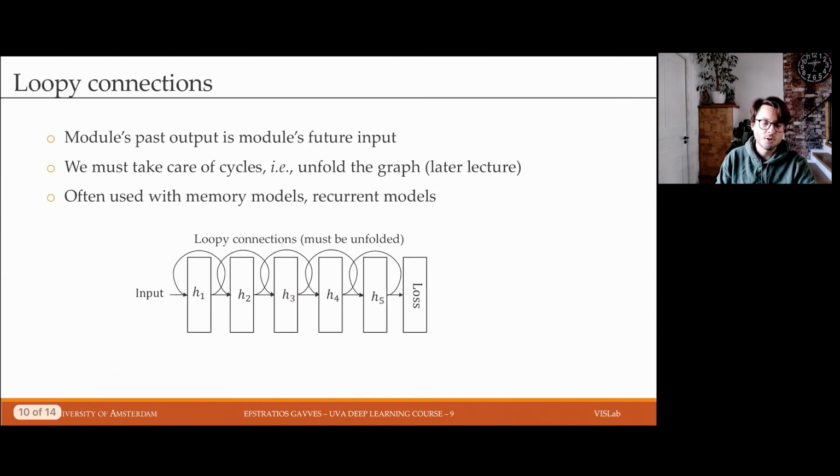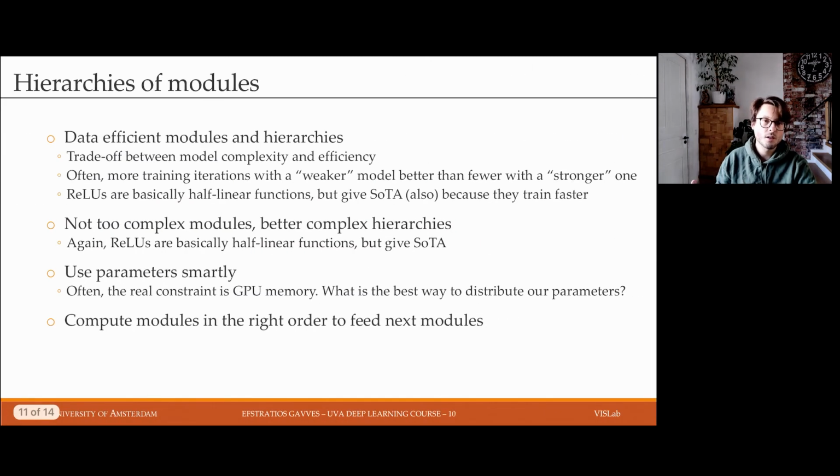Another type of connectivity refers to loopy connections. So this means that the module's past output becomes the module's future input. And in that case, we do have a cycle. We must take care of it. Specifically, we have to unfold the graph, as we'll see in a later lecture. And loopy connections are often used with memory models, recurrent models, when we want to have models that give feedback and so forth.